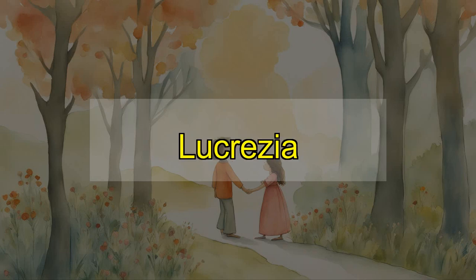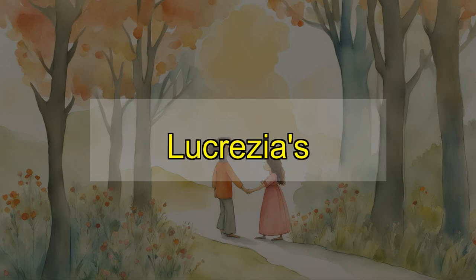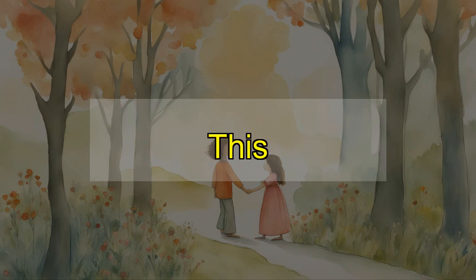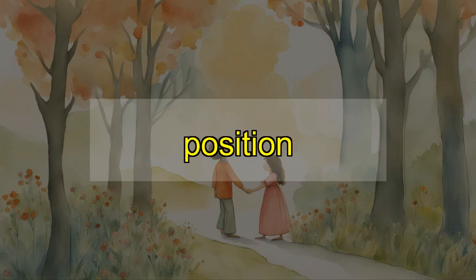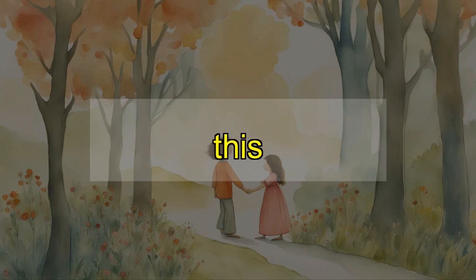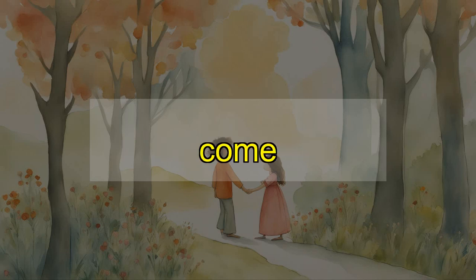In summary, the Lucrezia-Albizzi union was a strategic alliance forged to secure Lucrezia's family's future. This calculated move would bring financial security and cement their position in Florentine society. As Lucrezia embarks on this new chapter, she must navigate the complexities of her arranged marriage and the expectations that come with it.